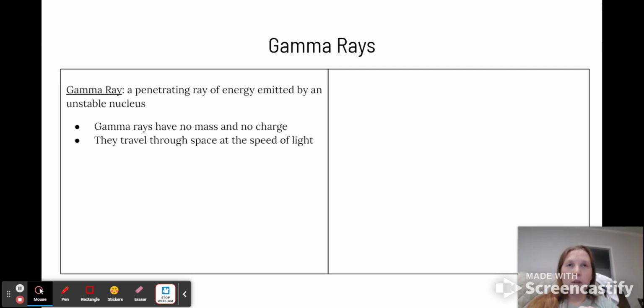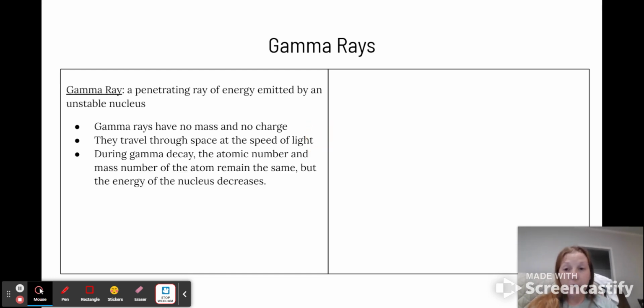So also you can tell we note these types of decay with their isotope notation. So they've got the mass number up top and the atomic number at the bottom. So make sure to remember that. And then these will travel through space at the speed of light. So it is just an energy ray. And the atomic number and mass number of an atom will stay the same, but the energy of the nucleus decreases because it has been emitted.